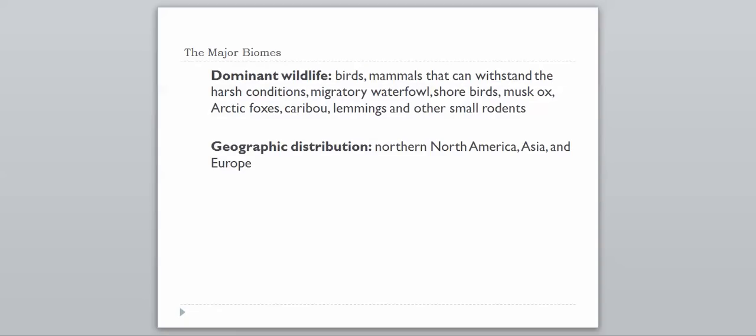And the dominant wildlife would be birds. There's mammals that can withstand the harsh conditions, so they have to be able to withstand the cold. So there's migratory waterfowl, again, being the ducks and the geese. There's shorebirds, muskox, Arctic foxes, caribou, lemmings, and a lemming is just a small rodent, as are other small rodents. So where you're going to find this is in North America, Asia, and Europe are all going to be home to the tundra.